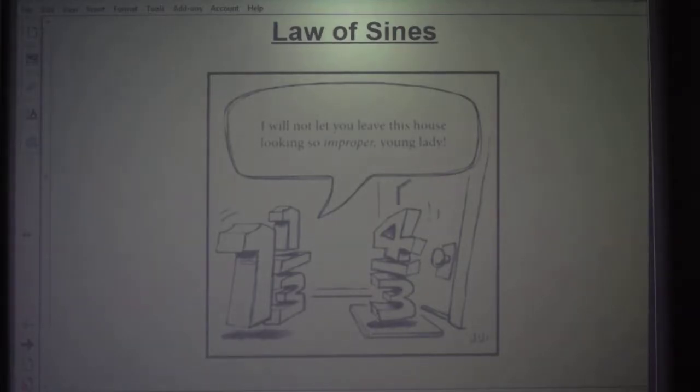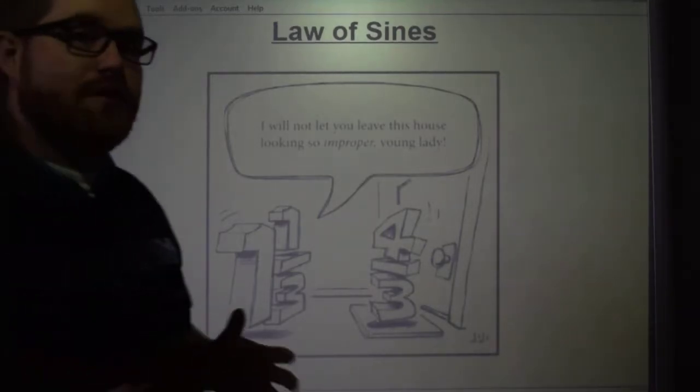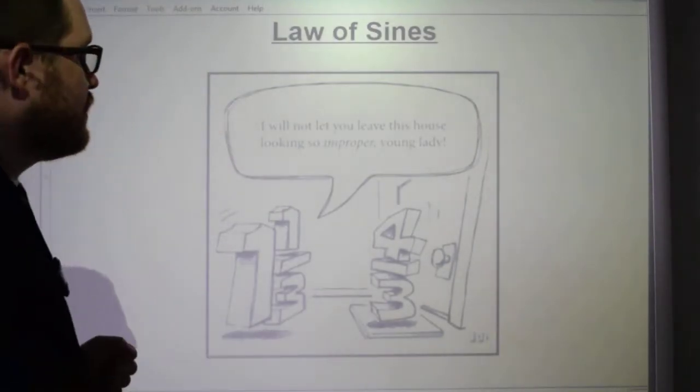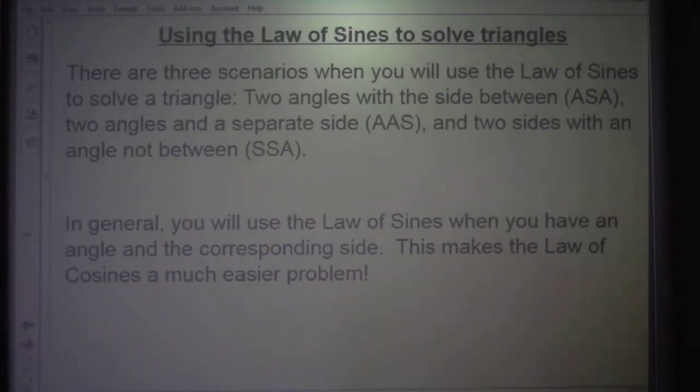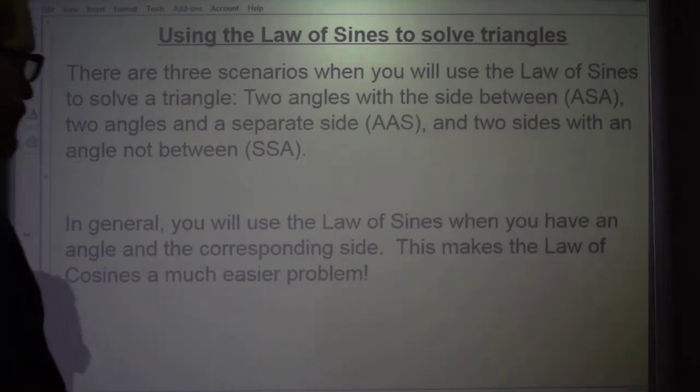Welcome back, everyone. Last time we talked about the law of cosines to solve a triangle. Today we're going to talk about the law of sines as a way to solve a triangle. The law of sines is a lot easier of a formula than law of cosines, but there's a weird situation that comes up. So there are three scenarios when you would use law of sines.